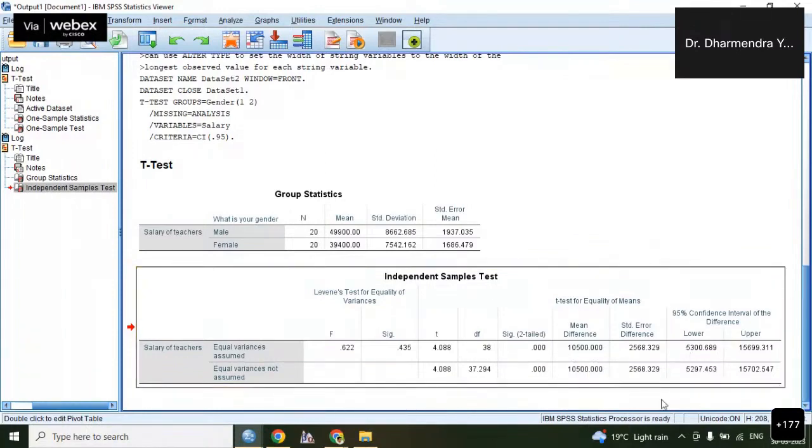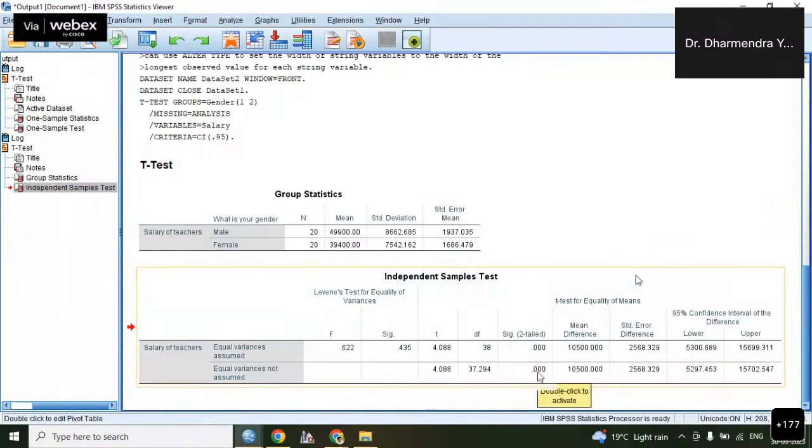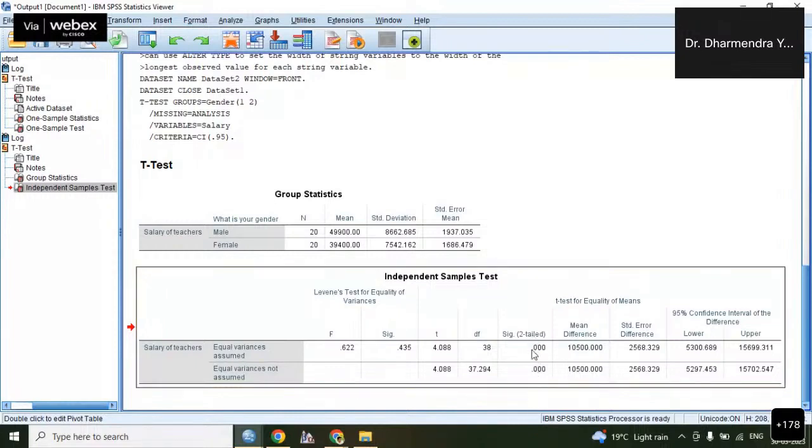So what is your result? What is the P value here? 0.000. It means it is very much less than 0.05, which means your hypothesis will be rejected. Okay? It means there is a significant difference between both the groups because your null hypothesis is rejected.